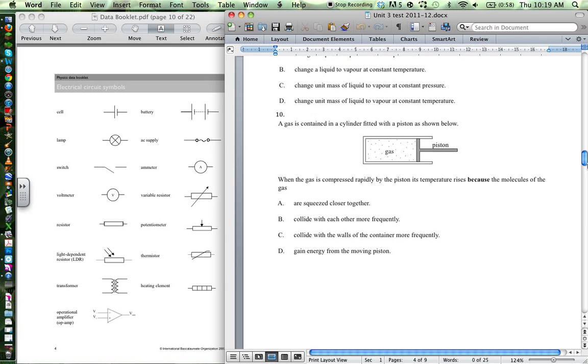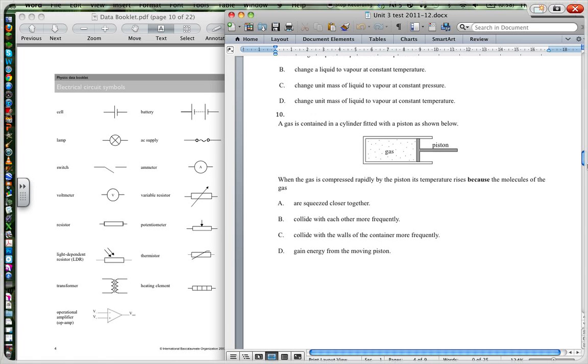Question 10. A gas is contained in a cylinder fitted with a piston as shown below. Right, you understand what a piston is? It's just something that will go up and down a cylinder.